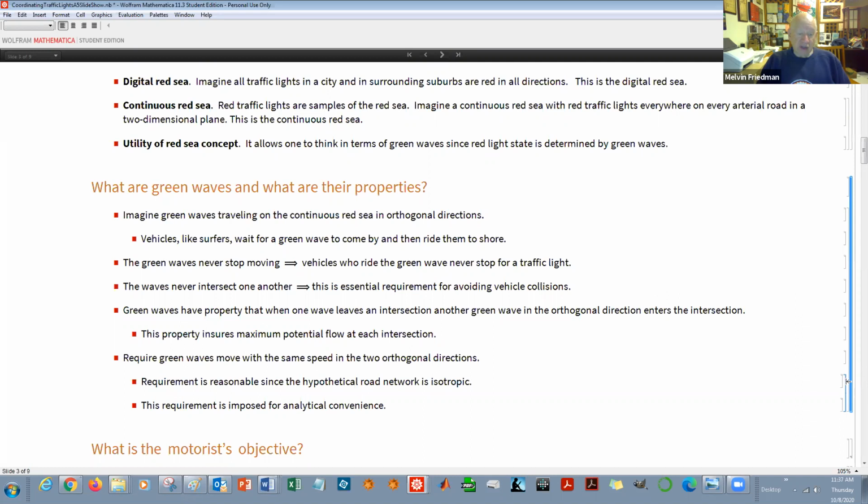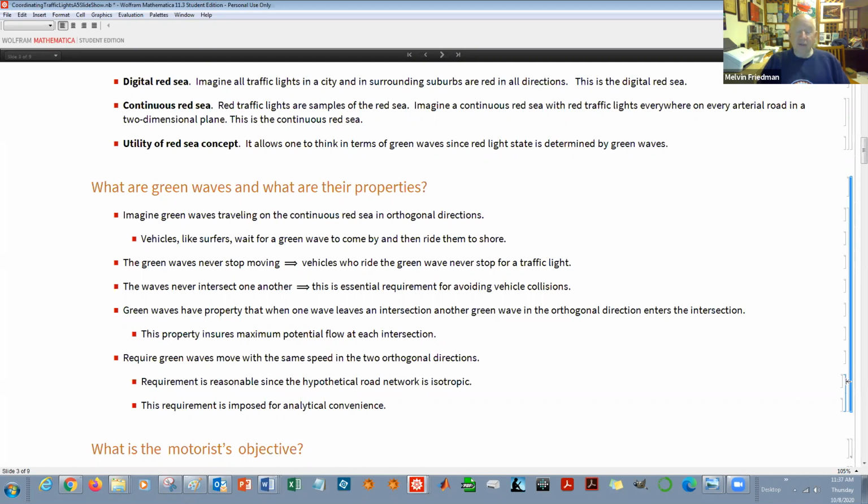However, in our case, the green waves never stop moving, which means that vehicles who ride the green wave never stop for a traffic light. We also have to demand that the waves never intersect one another. That's an essential requirement, and what it does is it avoids vehicle collisions.